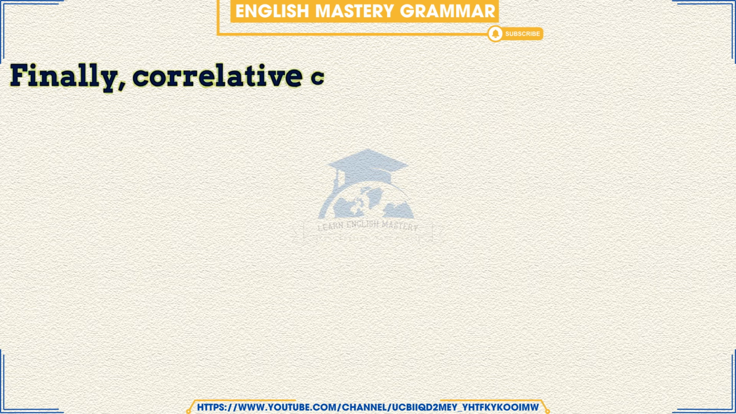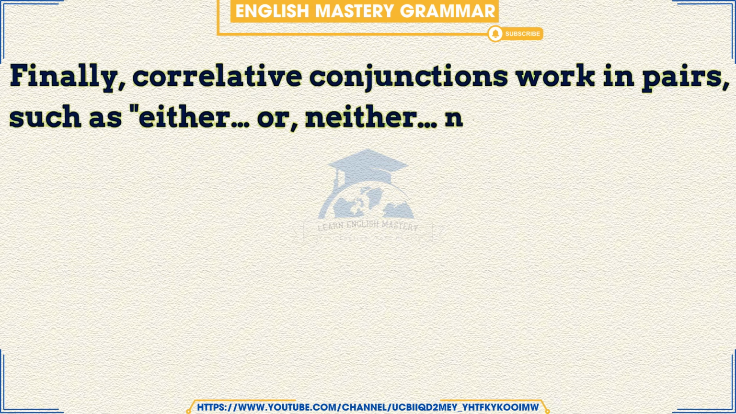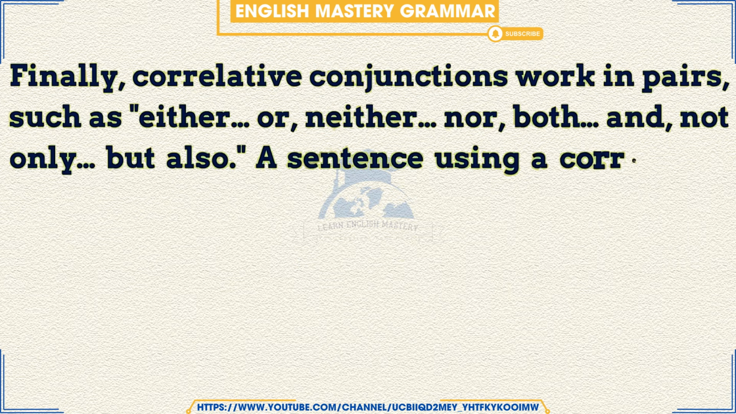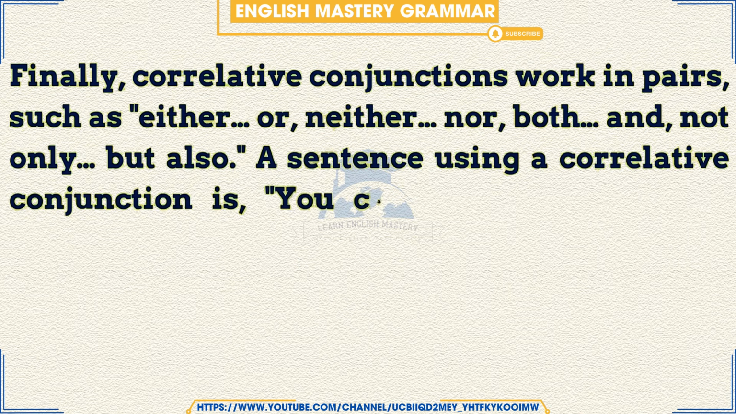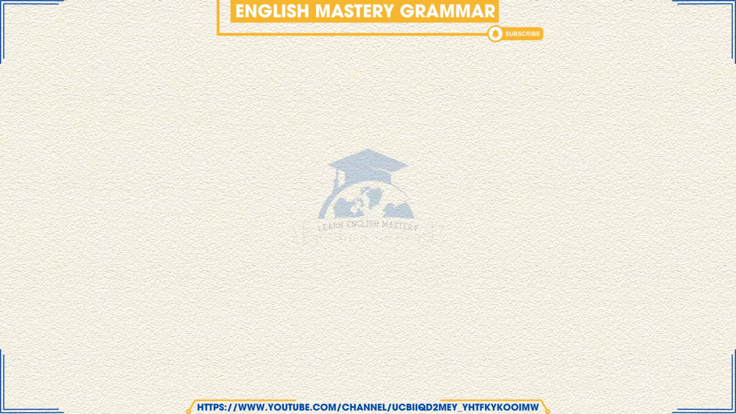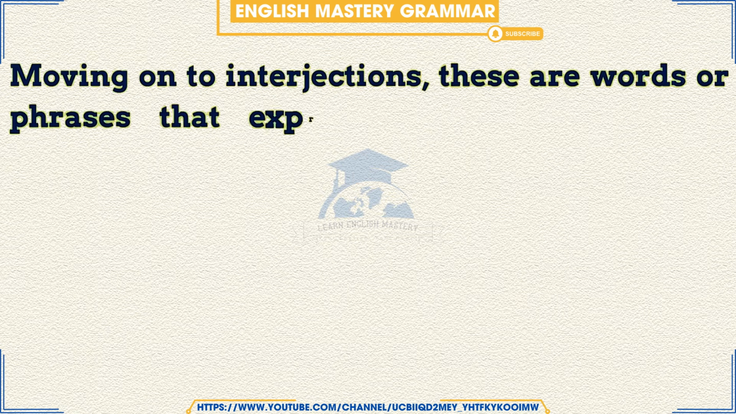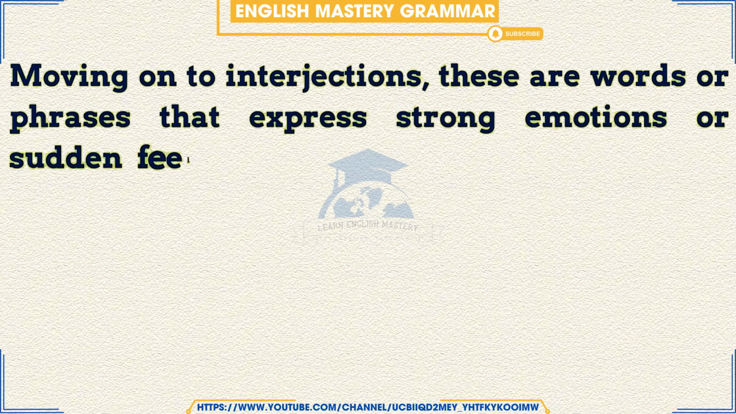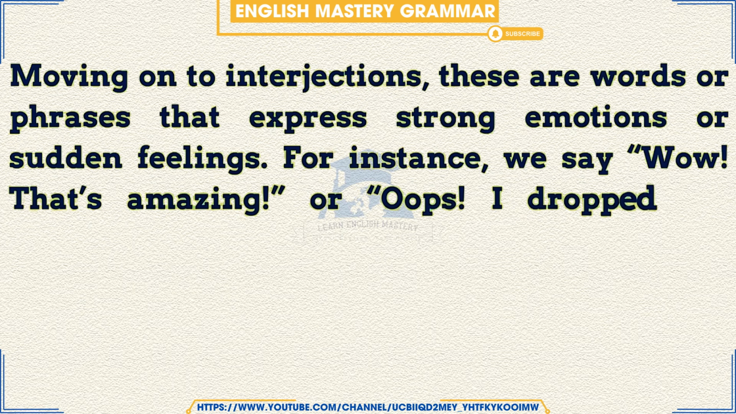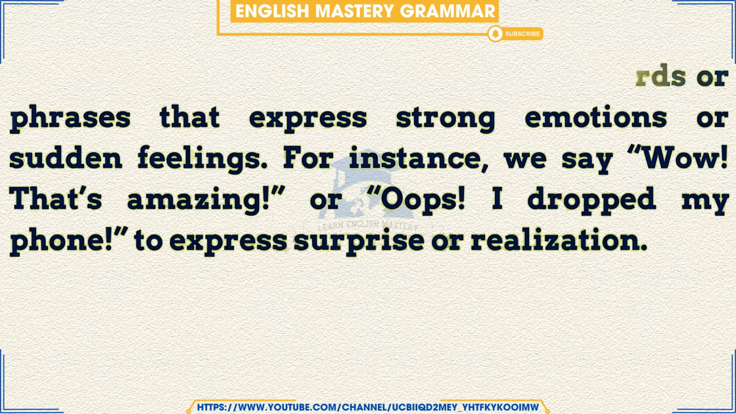Finally, correlative conjunctions work in pairs, such as either...or, neither...nor, both...and, and not only...but also. A sentence using a correlative conjunction is, you can have either tea or coffee. Moving on to interjections, these are words or phrases that express strong emotions or sudden feelings. For instance, we say, wow, that's amazing, or oops, I dropped my phone, to express surprise or realization.